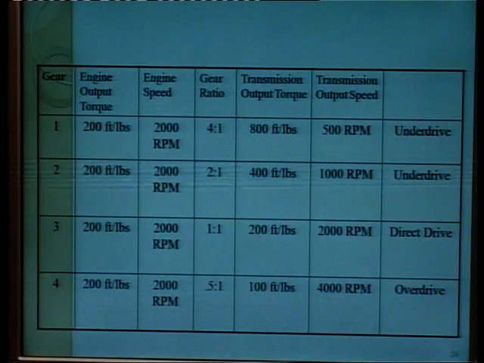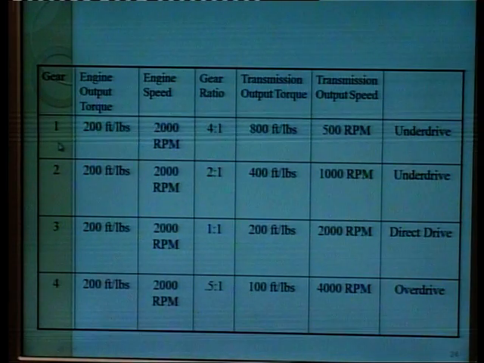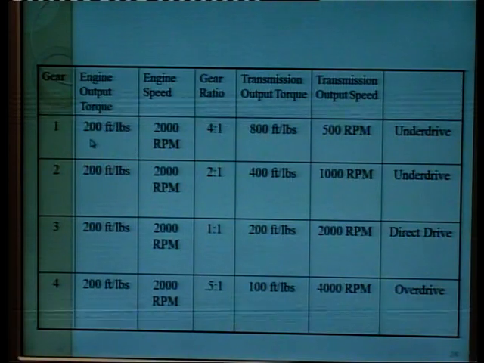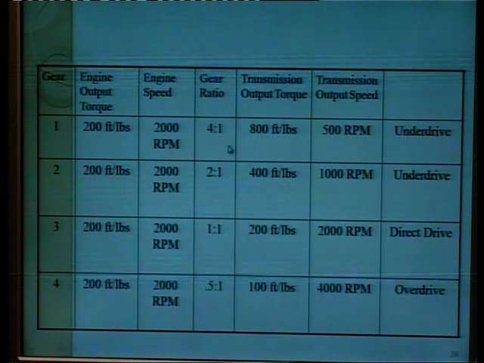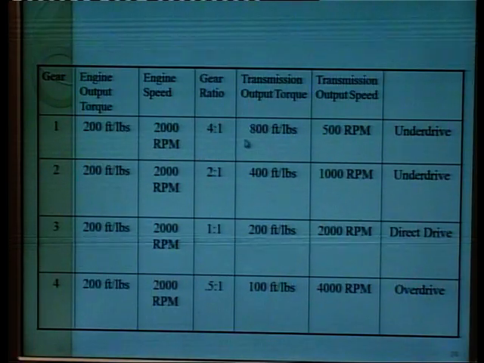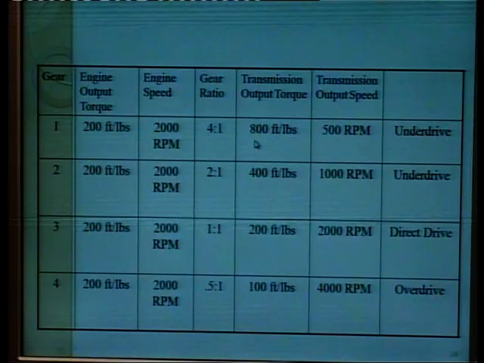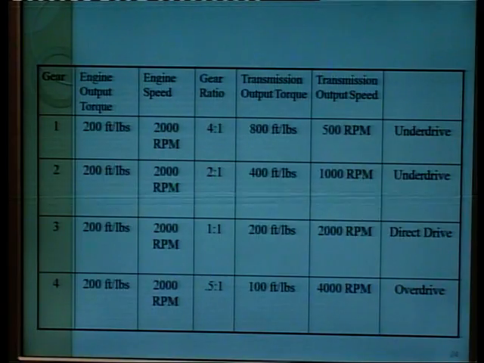So, this chart gives the different gears placed. When we put first gear in an automobile, say the engine is turning at 200 foot-pounds torque with 2000 RPM and the gear ratio is 4:1, the output shaft will have 4 times the torque, but RPM is reduced to 1/4, that is 500, and this condition is underdrive. That is, we are decreasing the speed of the output shaft in comparison to the engine.